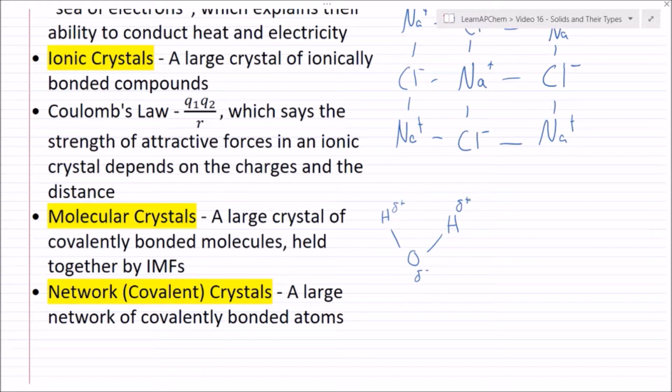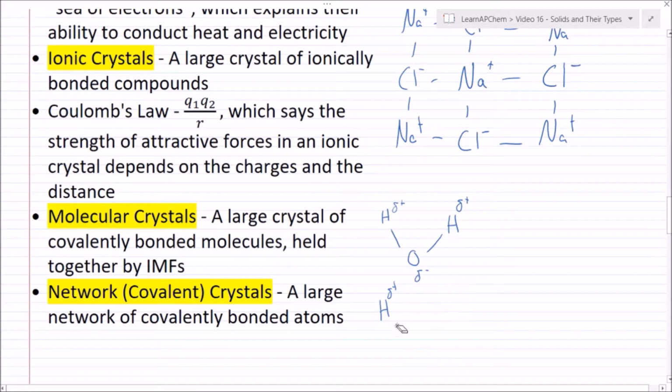Note that a molecular crystal in general is not going to be as strong as an ionic crystal, because ionic bonds are very strong, but oftentimes in molecular crystals these IMFs can be weak. So in water here, we have hydrogen bonds, but if I had something else that only had London dispersion, which is the weakest IMF, the attractive forces holding this network together can be very weak.